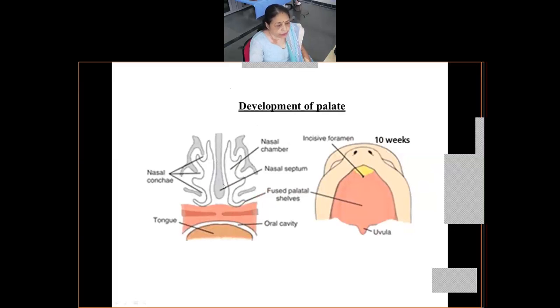Now, here also you can see that the two palatine shelves are fused with each other and the tongue is below the palatine shelf. And this yellow portion, what is that? That is known as the primary palate. It is formed by the medial nasal process. Okay. Is it clear? Okay.